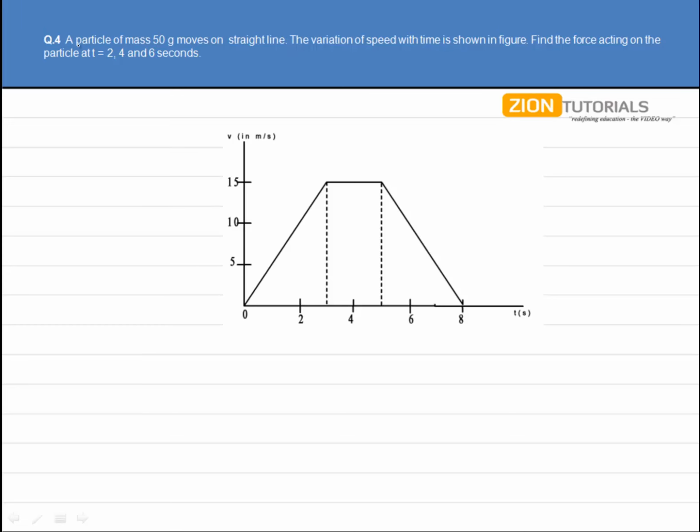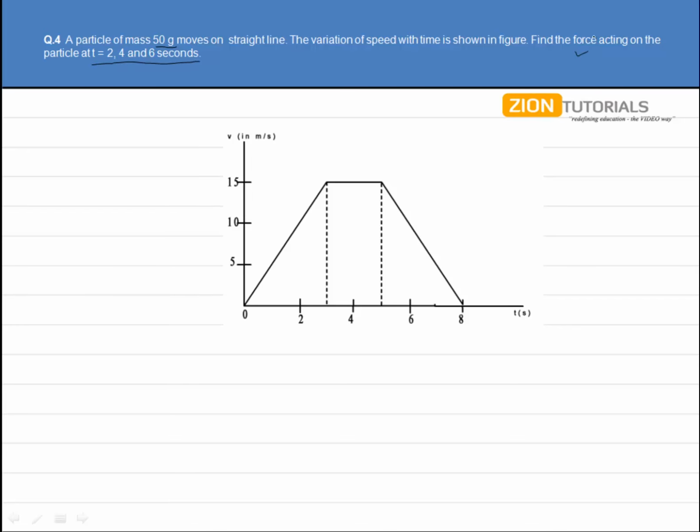The question says, a particle of mass 50 grams moves on a straight line. The variation of speed with time is shown in the figure. Find the force acting on the particle at t equals 2, 4 and 6 seconds.